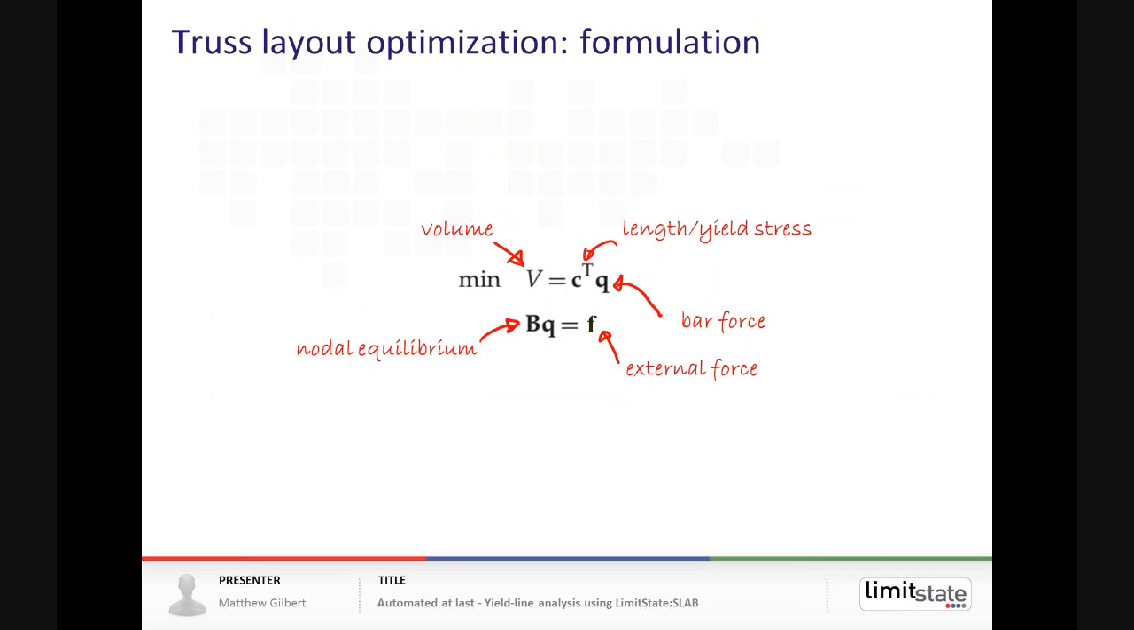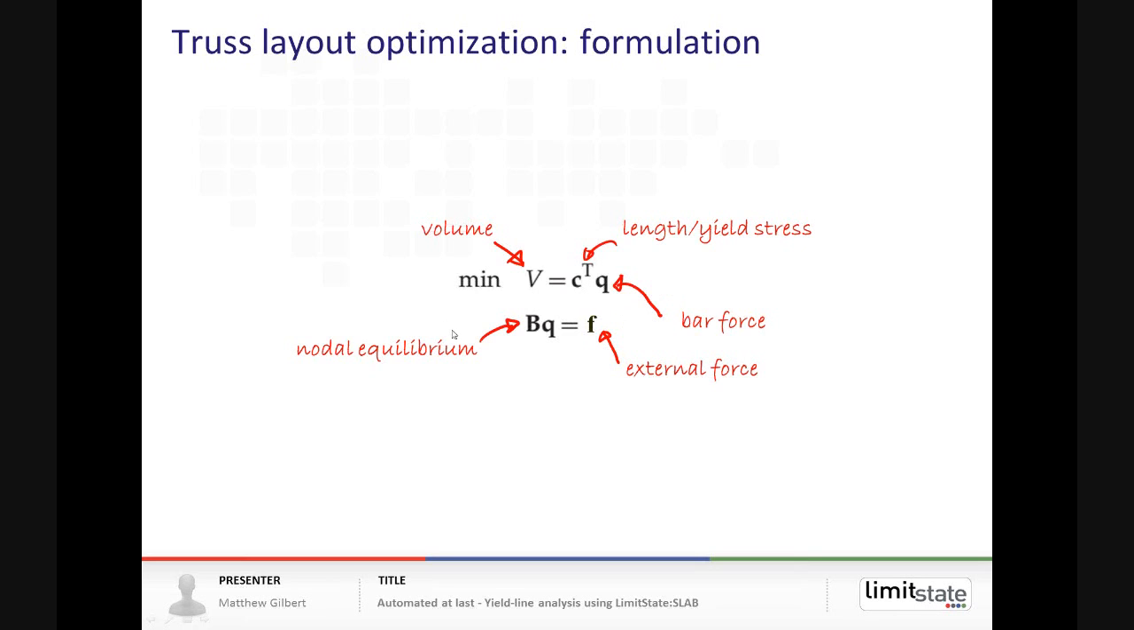So we felt it was worth looking at the mathematics underpinning the truss layout optimization method and see how that could be modified to deal with the analysis of slabs. What we're trying to do in the classical truss problem is minimize the volume, which is the sum of the length times the area of all the truss bars. If we have problem variables of bar forces, then we can rearrange that so the volume is the sum of the length over the yield stress times the bar force.